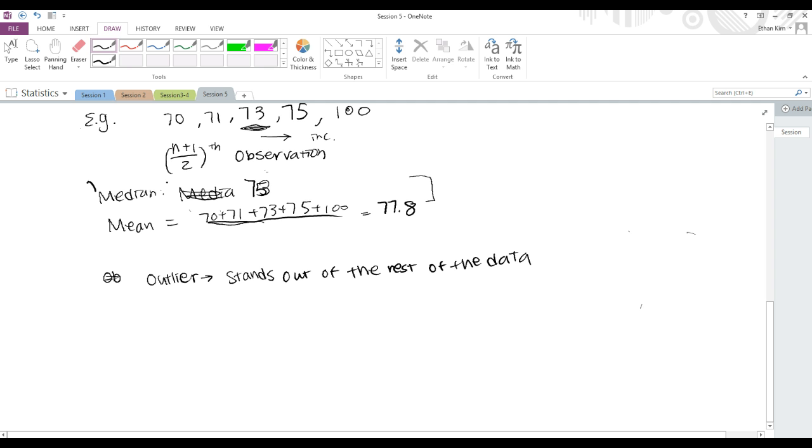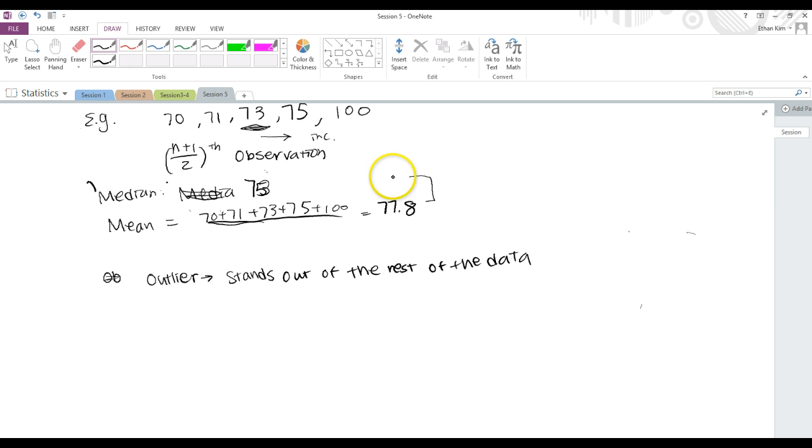So the mean always factors these outliers into account. An outlier is something that we need to be careful of. Whenever we're analyzing data, if there's an outlier, we might want to take it out and discuss the rest of the values.